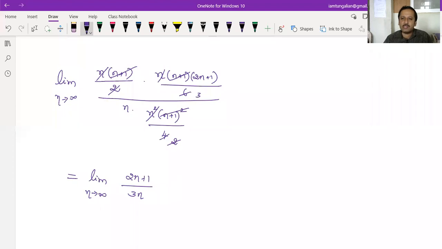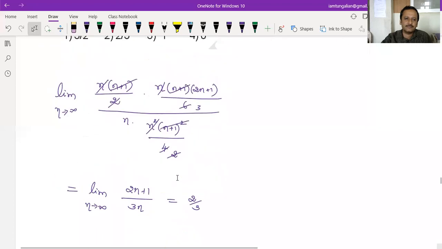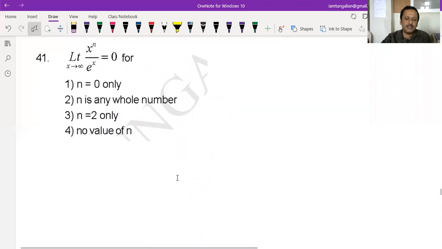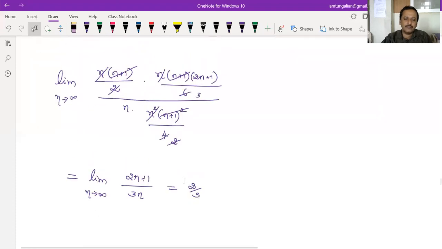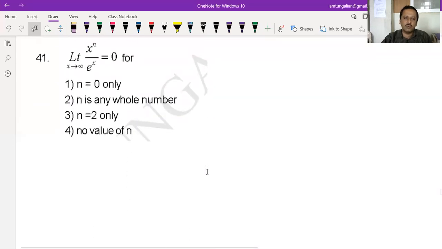Now both are polynomials of the same degree. So the answer is the coefficient of the highest power of n divided by the coefficient of the highest power of n. 2 by 3 is the answer. Okay, 2 by 3. Okay, then let's move forward.